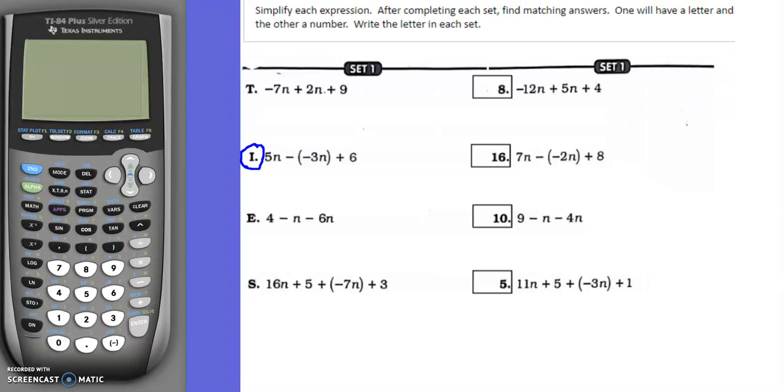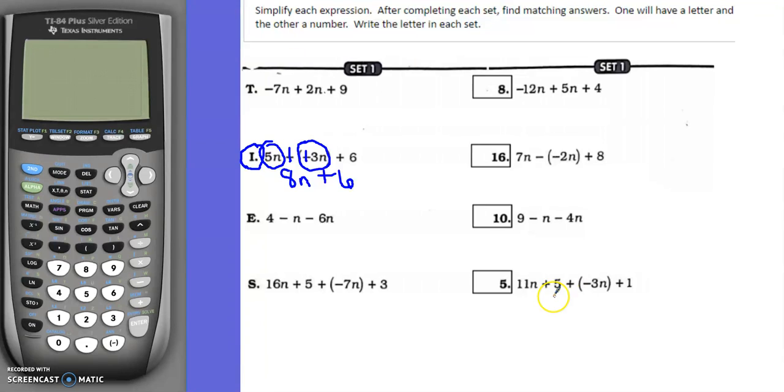So right here we have add the opposite, where we can add the opposite. You can combine a 5n and a 3n. A 5n and a 3n make an 8n. Cannot combine the constant with anything else, so it's just 8n plus 6. Okay, one of these over here is going to match it. I'll just go ahead and tell you that it's number 5.